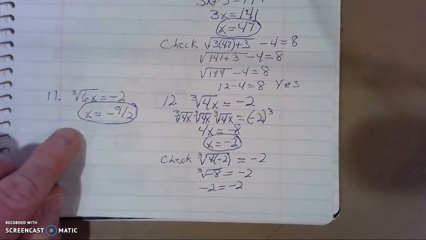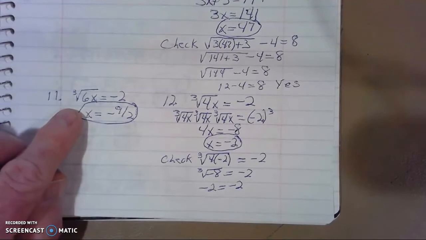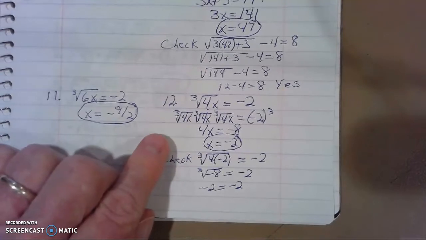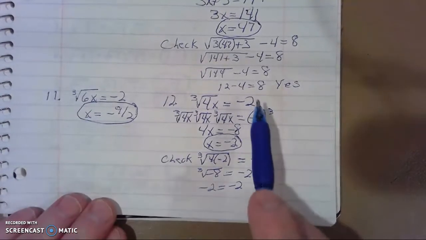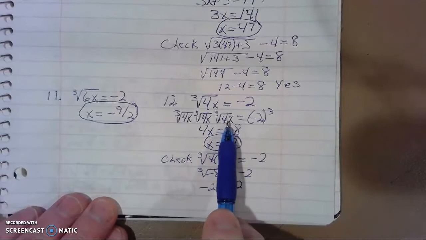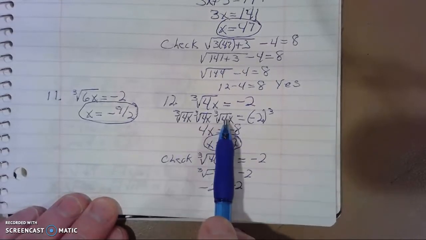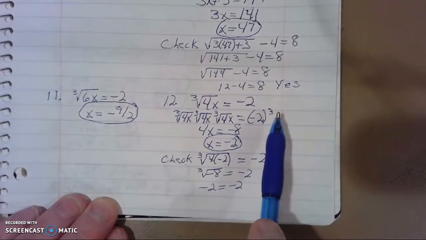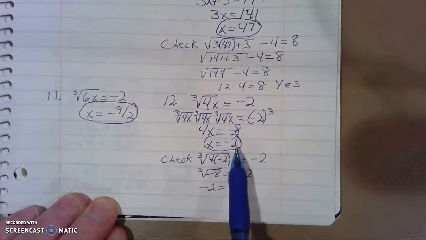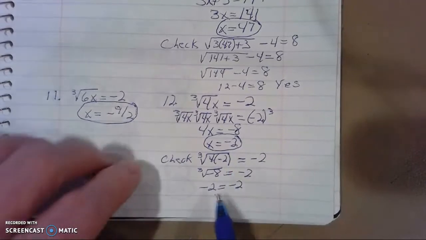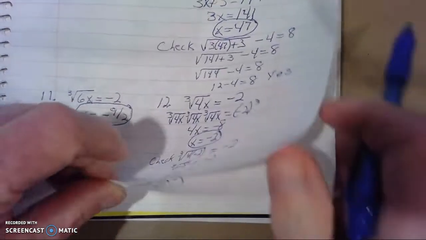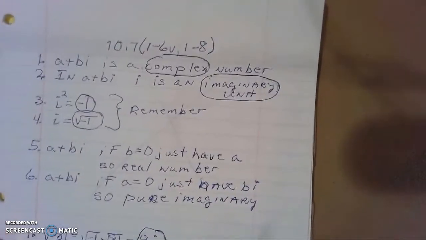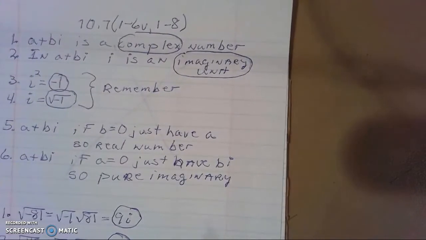So you cube the equation. Cube root of 6x equals negative 2. Answer, negative 9 halves. 12, cube root of 4x equals negative 8. Cube both sides. Cube root of 4x times cube root of 4x times cube root of 4x gives you 4x. Negative 2 times negative 2 times negative 2 is negative 8. So negative 2 is your answer. Check it. It checks. The final lesson from this assignment is on complex numbers.